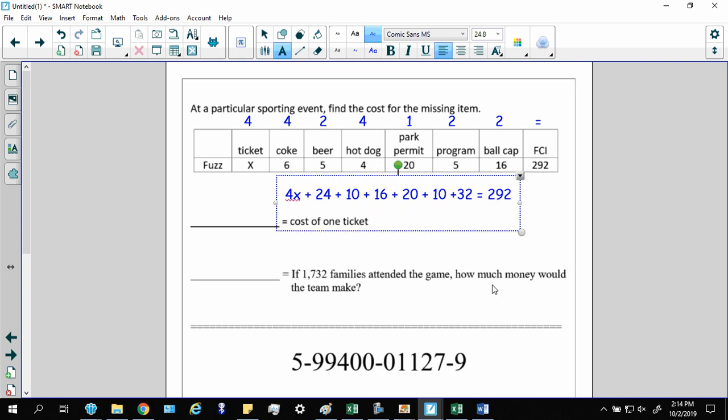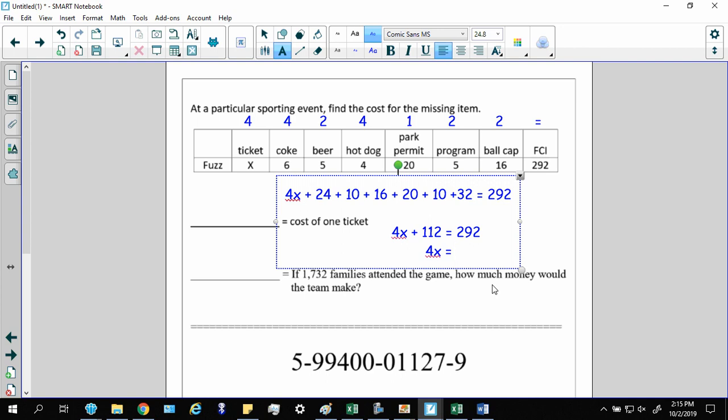When you combine like terms, you are going to get, let's see, that ends up being 4x plus, let's see, 24 plus 10 plus 16 plus 112. 112 is equal to 292. You're going to subtract 112, and when you do that, you are going to get 4x is equal to 180.